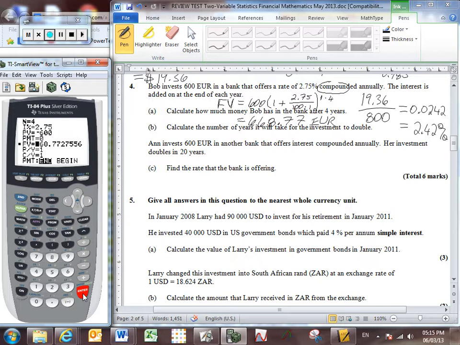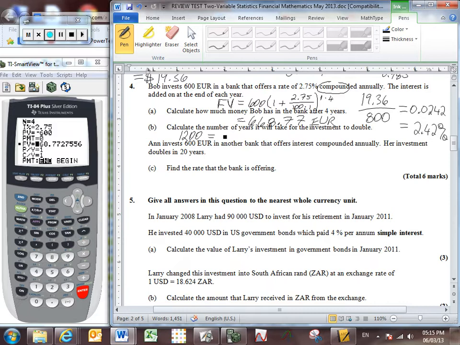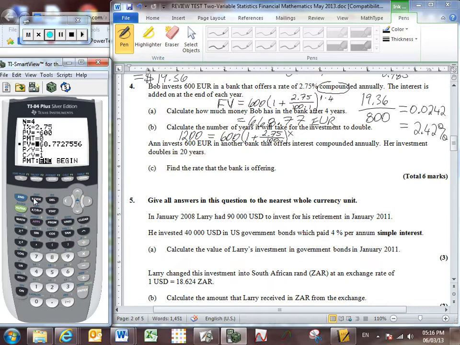Part B, calculate the number of years it will take for the investment to double. Well, double means that we're dealing with a value of 1200. So 1200 now, his original 600 is growing at a rate of 2.75%. For how many years? Let's raise it to the power of x. So that's the equation that we're trying to solve. Let's not fool around with algebra. Let's use the calculator to do this.